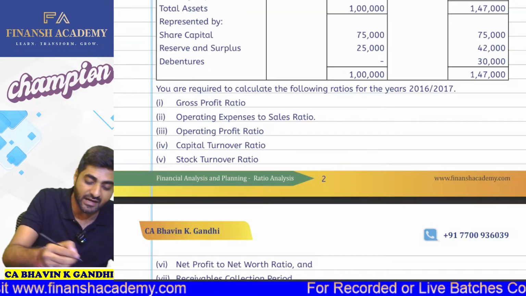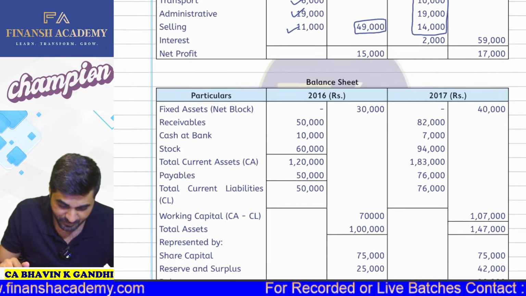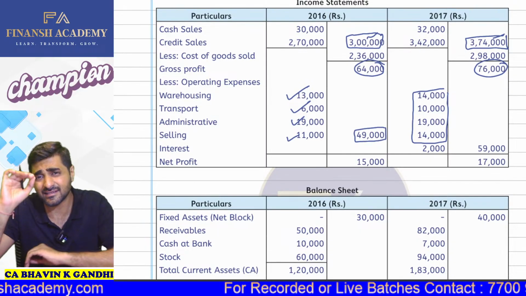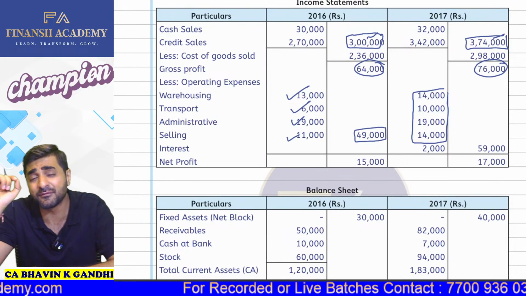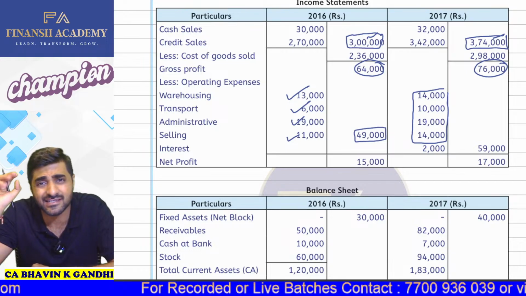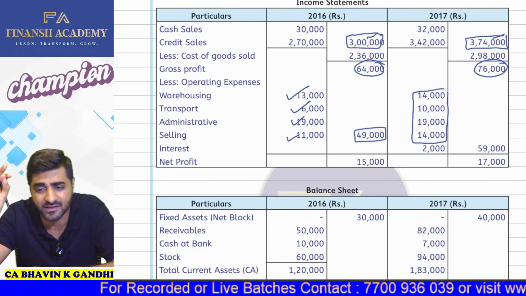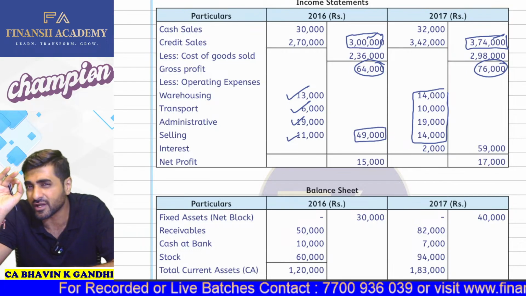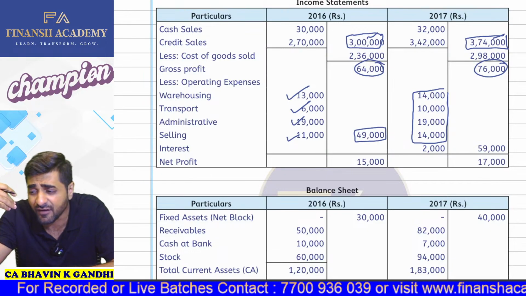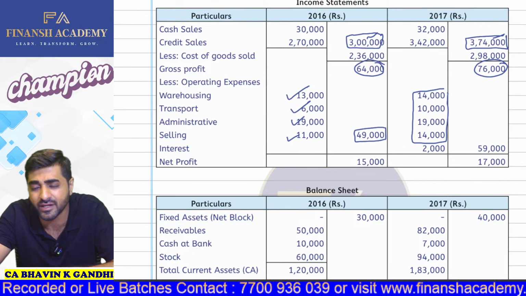So what's the amount of EBIT? Just check the amount of EBIT, guys. Earnings before interest and tax. It means tax should not be subtracted and interest should not be subtracted. Now in this particular question, you can just check. They have told us to ignore tax. So there is nothing we have to worry about.